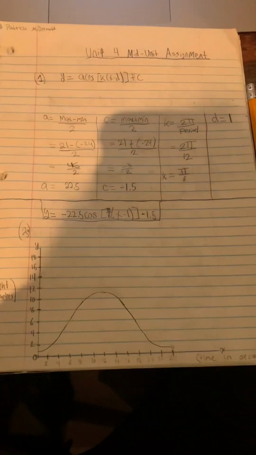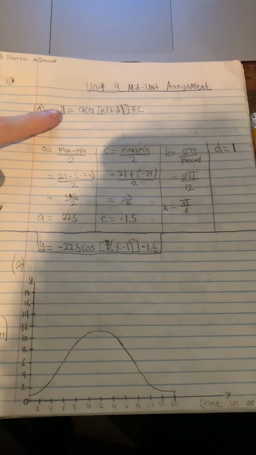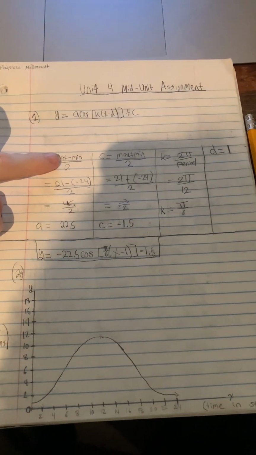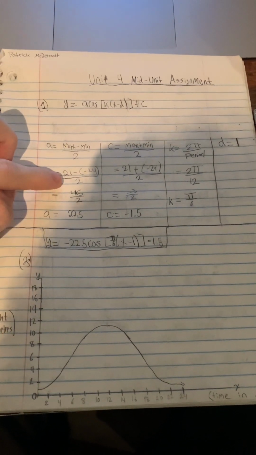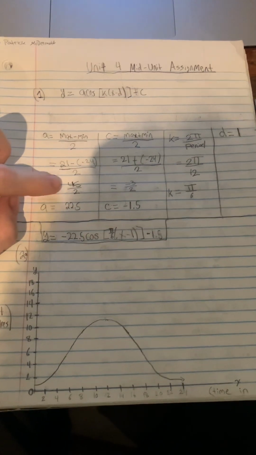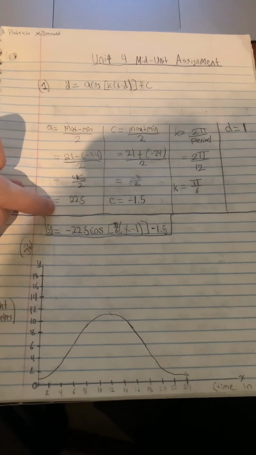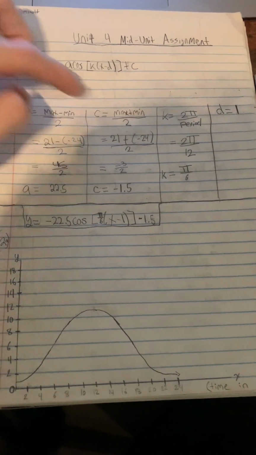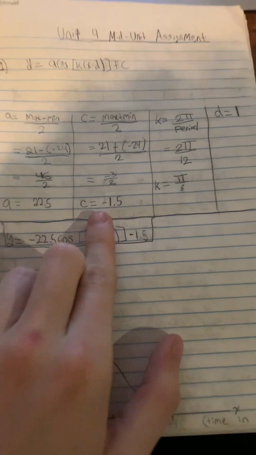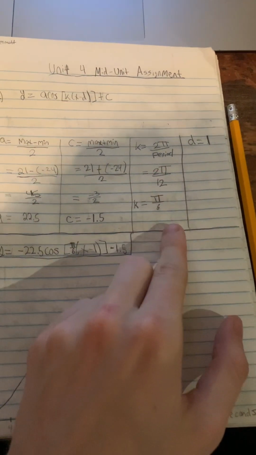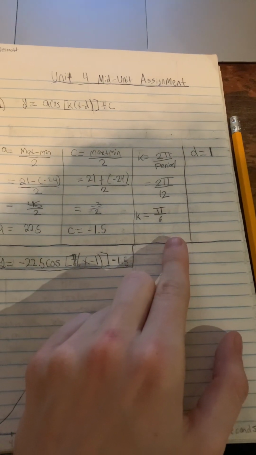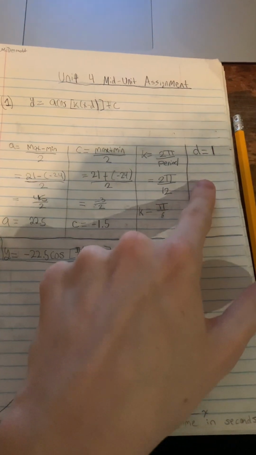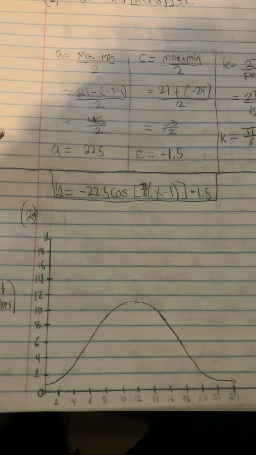As you can see right here, I have the original function at the top, and to determine the amplitude, I did max minus min with values from the chart on the right, 24 minus negative 21, which gives 22.5. I determined C by doing the same thing with different values, but max plus min, giving me 1.5 as my C value. To determine the K value, I just did 2 pi over the period, which is 12, giving me pi over 6, and the D value is 1. And right here is my function.